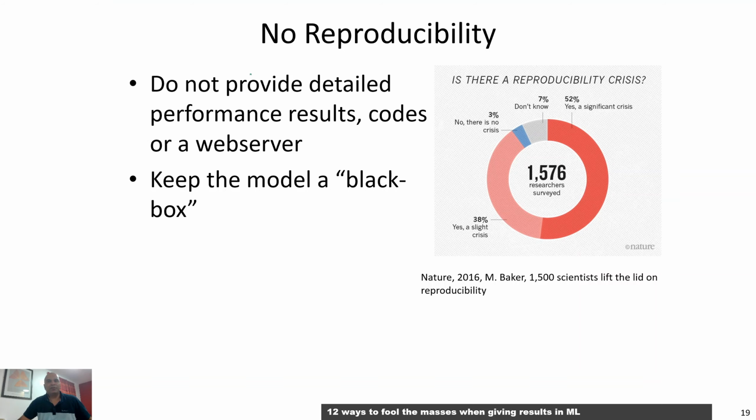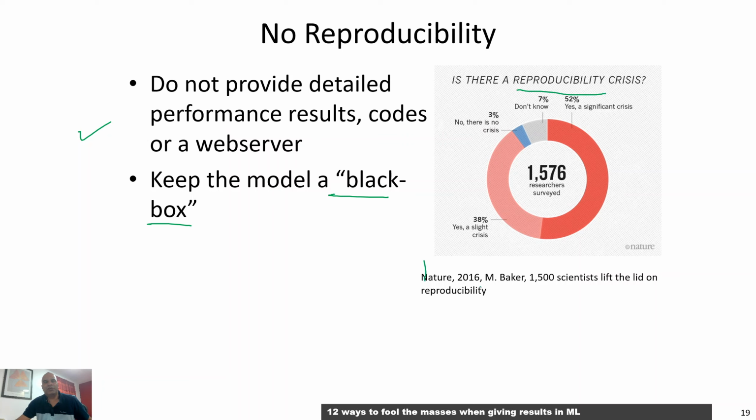Now people are more generous in giving out the code, and it's always a good practice, if you are publishing in an open access journal or publishing your code open access, because that accelerates the field further, since your results are reproducible. If you do not provide detailed performance results, code, or a web server, we never know what the true performance of your machine learning model is. So you just have a black box, you have a paper, but probably nothing more useful. And that leads to a reproducibility crisis.